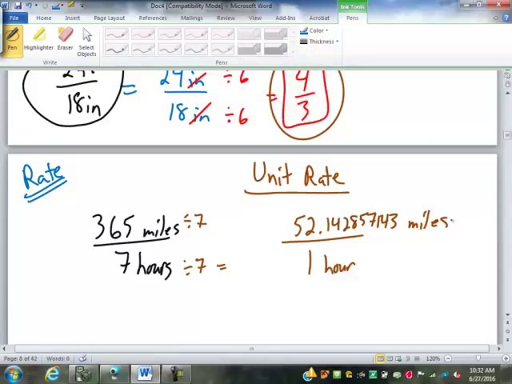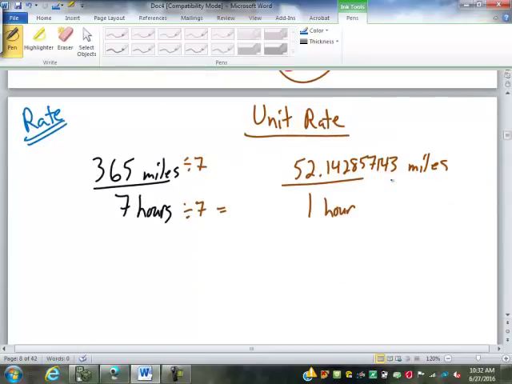Now what? Well, obviously we would round this. We wouldn't want to go to 9 decimal places. A lot of times, when we write a rate, we hide the appearance of a fraction. Since the denominator becomes a 1, we would hide it like this. Let's round that to 52.14. And we'd hide the fraction in the units, in the label, miles per hour.